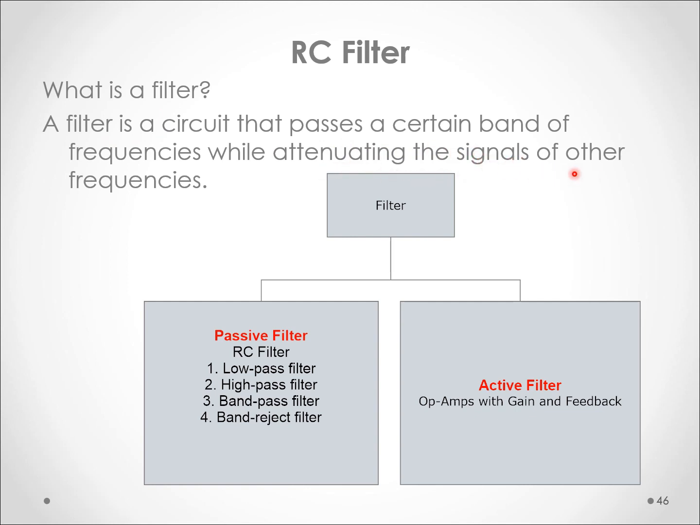Basically, there are two types of filter. The first one is a passive filter, which includes the low pass, high pass, band pass, and band reject filter. And the second one is the active filter, such as an op-amp with gain and feedback. The RC filter was built by using a resistor and capacitor.